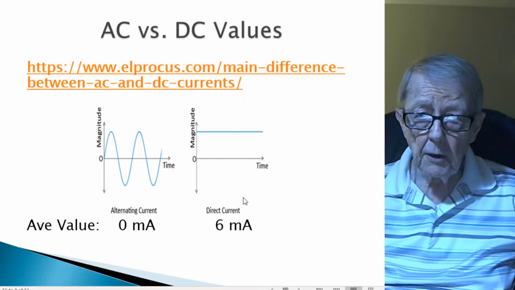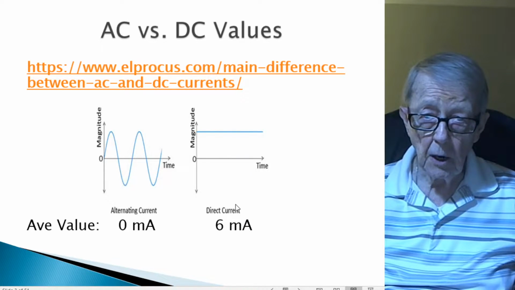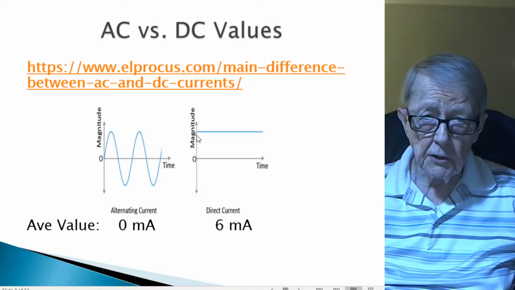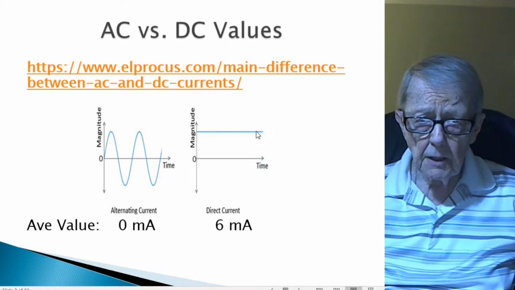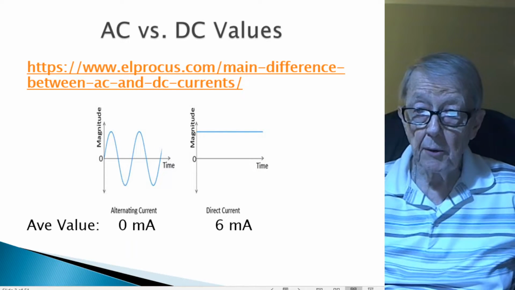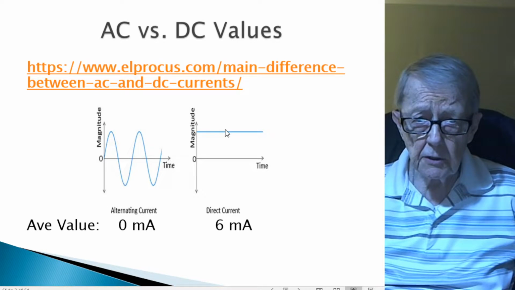But let's talk about the value of this. If you look at a DC circuit, this is just an arbitrary DC circuit, and you've got DC current flowing and it's steady state out of a battery. Steady state, 6 milliamps continuous.